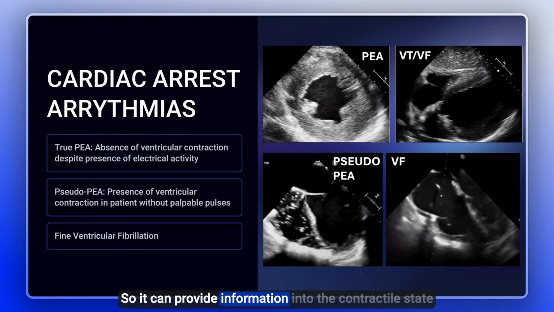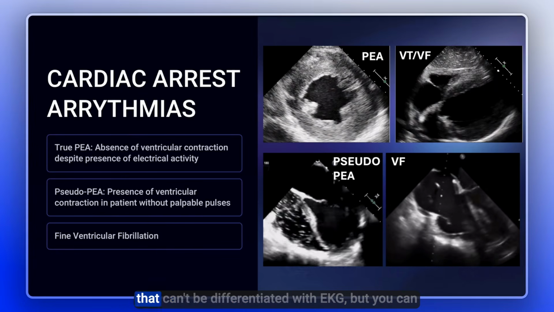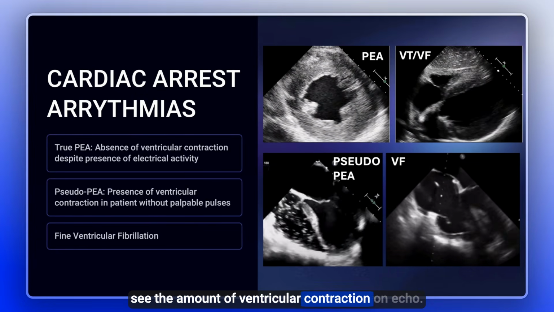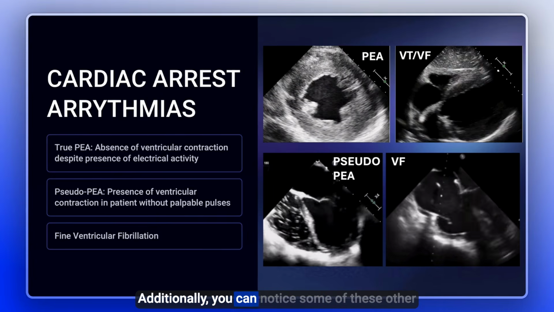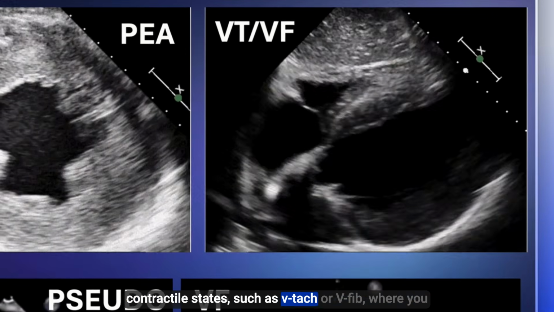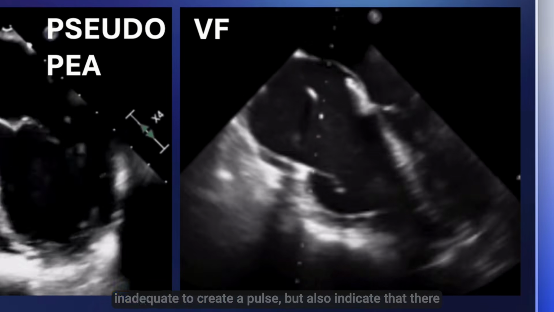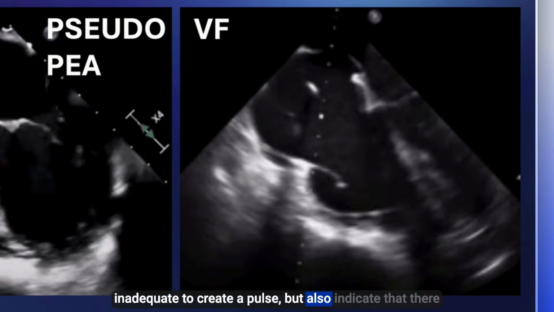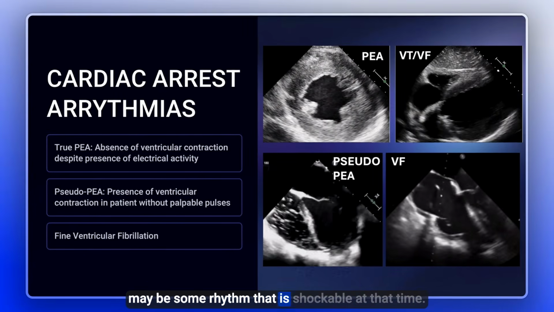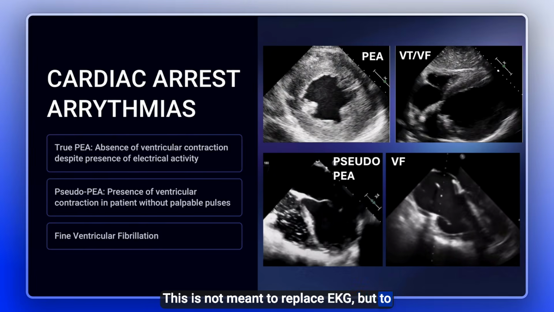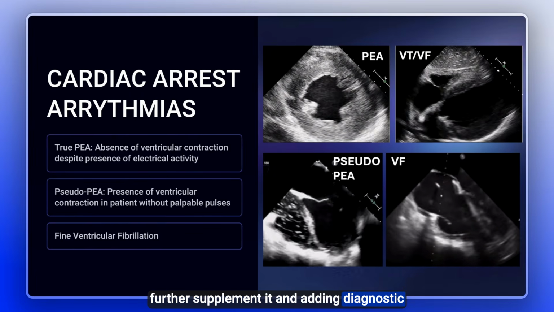So it can provide information into the contractile state that can't be differentiated with EKG, but you can see the amount of ventricular contraction on echo. Additionally, you can notice some of these other contractile states, such as VTAC or VFib, where you see these quick contractions that are inadequate to create a pulse, but also indicate that there may be some rhythm that is shockable at that time. This is not meant to replace EKG, but to further supplement it, adding diagnostic significance to your arrhythmia evaluation.